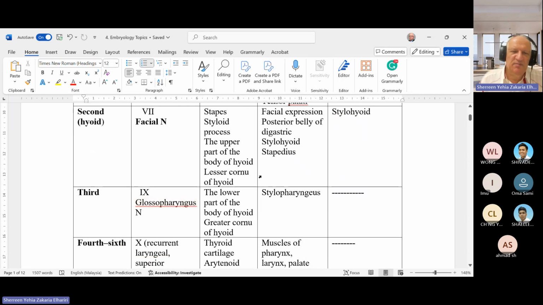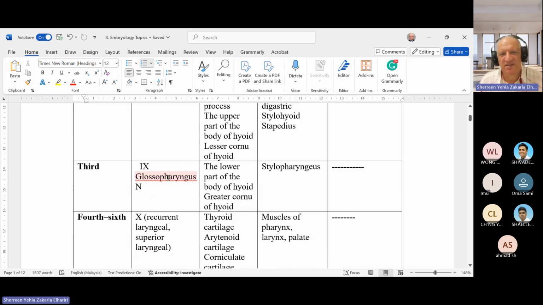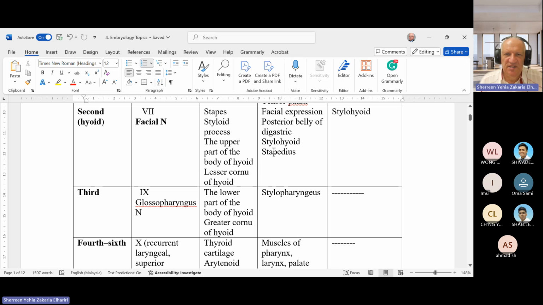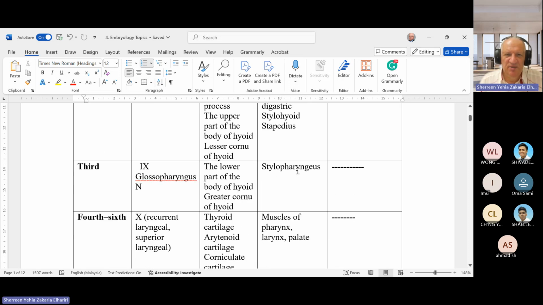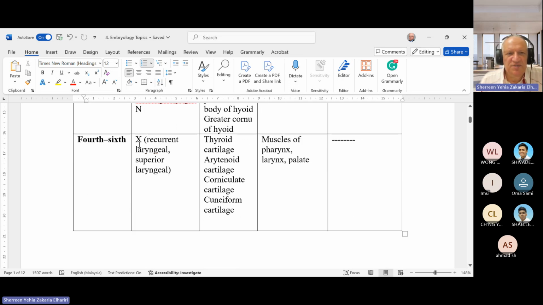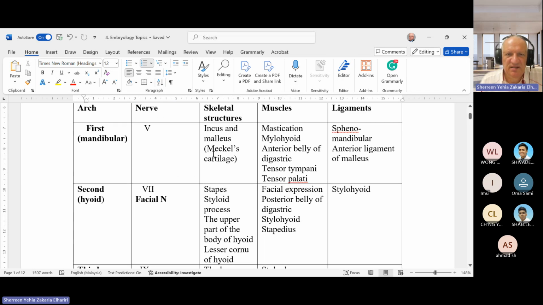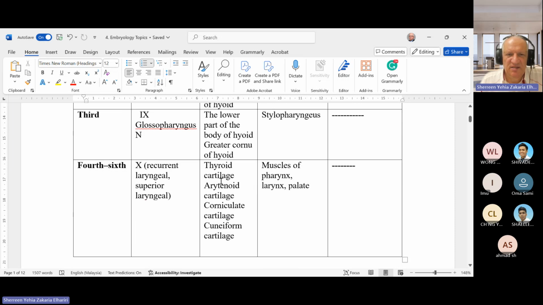Third, glossopharyngeal. It is important to know the glossopharyngeal supplies only one muscle, which is stylopharyngeus, and as mentioned before, it is one of the three muscles attached to the styloid process. One is stylohyoid, supplied by facial; second is stylopharyngeus, supplied by glossopharyngeal; third is styloglossus, supplied by hypoglossal. Fourth to sixth, recurrent laryngeal nerve, supply the muscles of the pharynx, larynx and palate, and give skeletal structures like thyroid cartilage, arytenoid cartilage, and other cartilages.